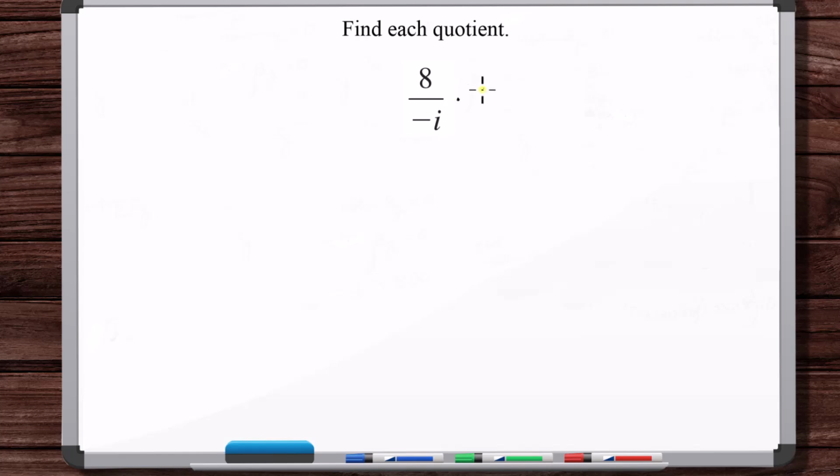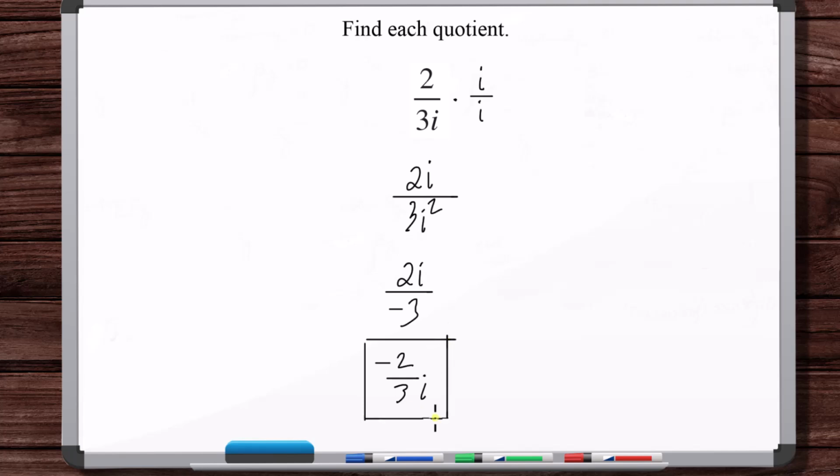So here you could just, again, multiply by i over i. You get 8i over minus i squared. So 8i over just 1 is 8i. Even here, if you think about it, you could just do i over i, and you get the same result. So 2i over 3i squared, well, what does that result in? So minus 2/3 i. So there you go. That's how you add, subtract, multiply, and divide complex numbers.